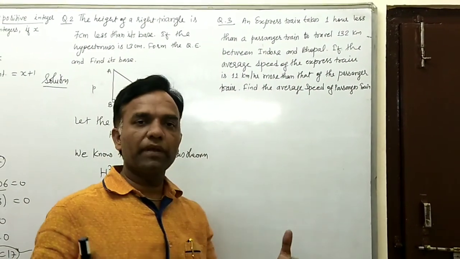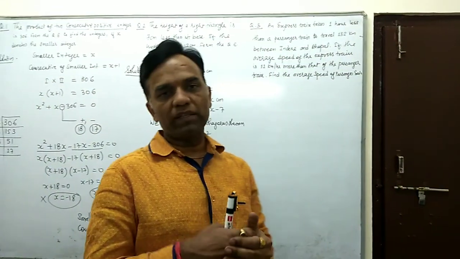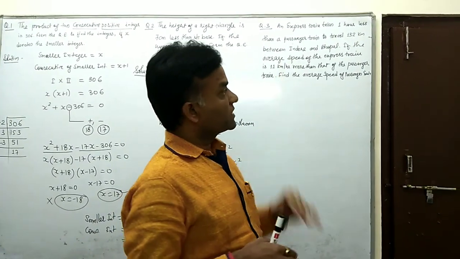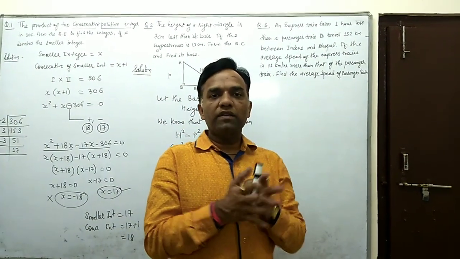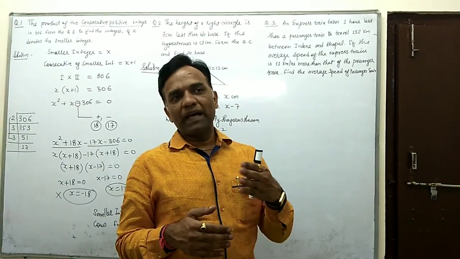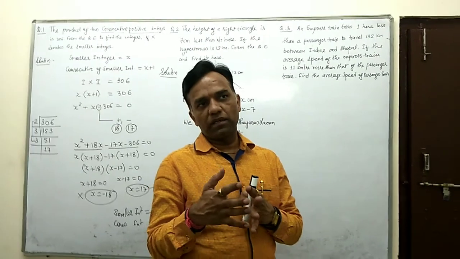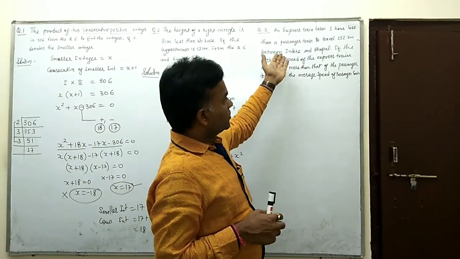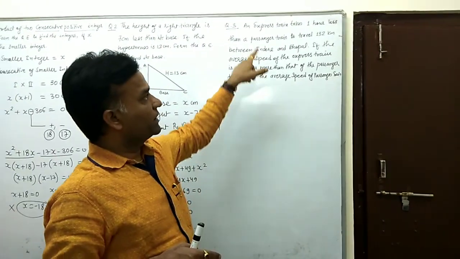Because now here we compare, there are two types of train, and their speed is compared: one train's speed is 11 km more than the other train, and their distance is also given, 132 km. And one very important point, their time difference is 1 hour, because here we take 1 hour less than the passenger train. It means the speed of the passenger train is slow, and the express train's speed is 11 km more than the passenger train.